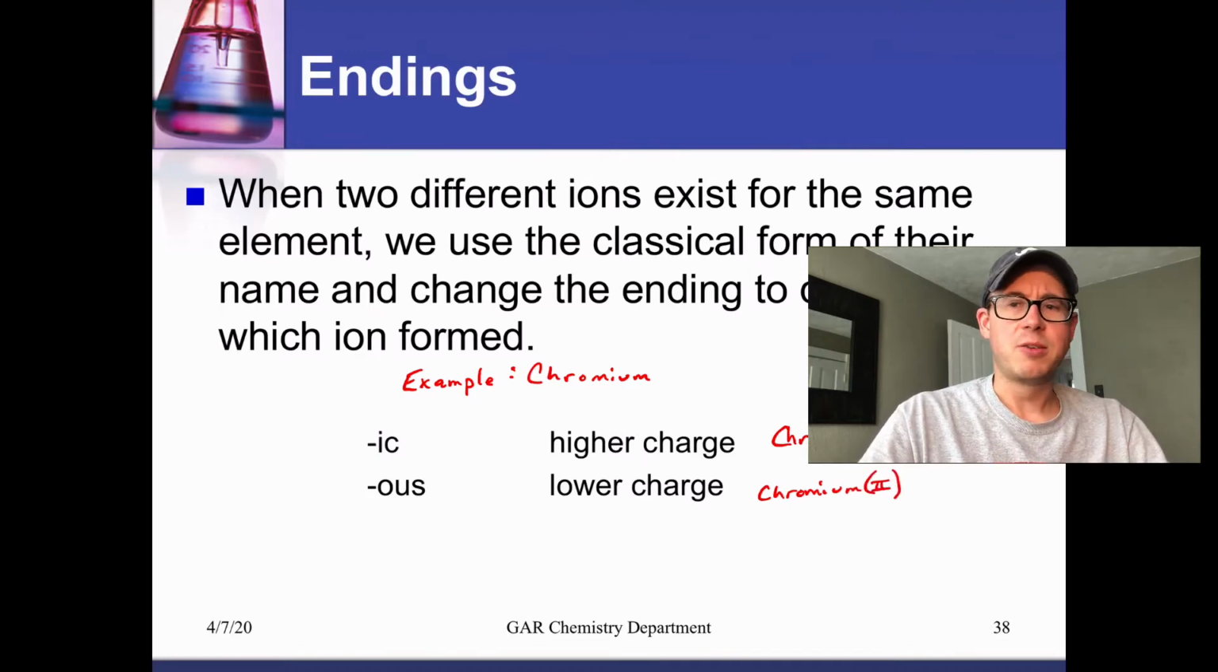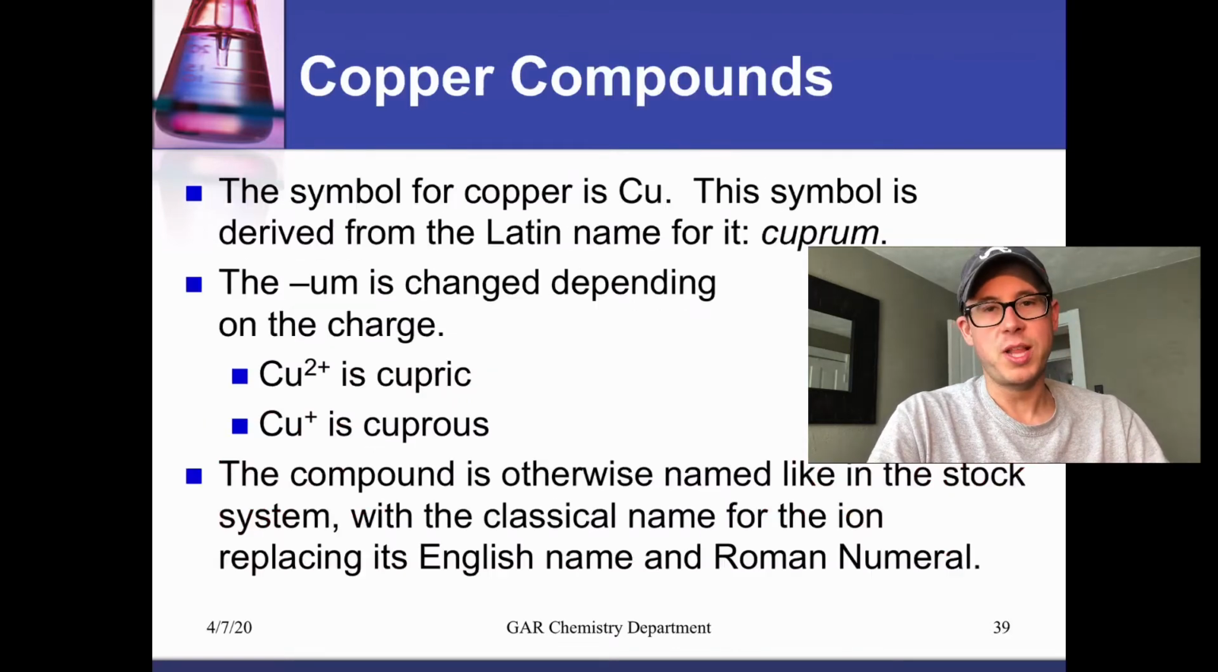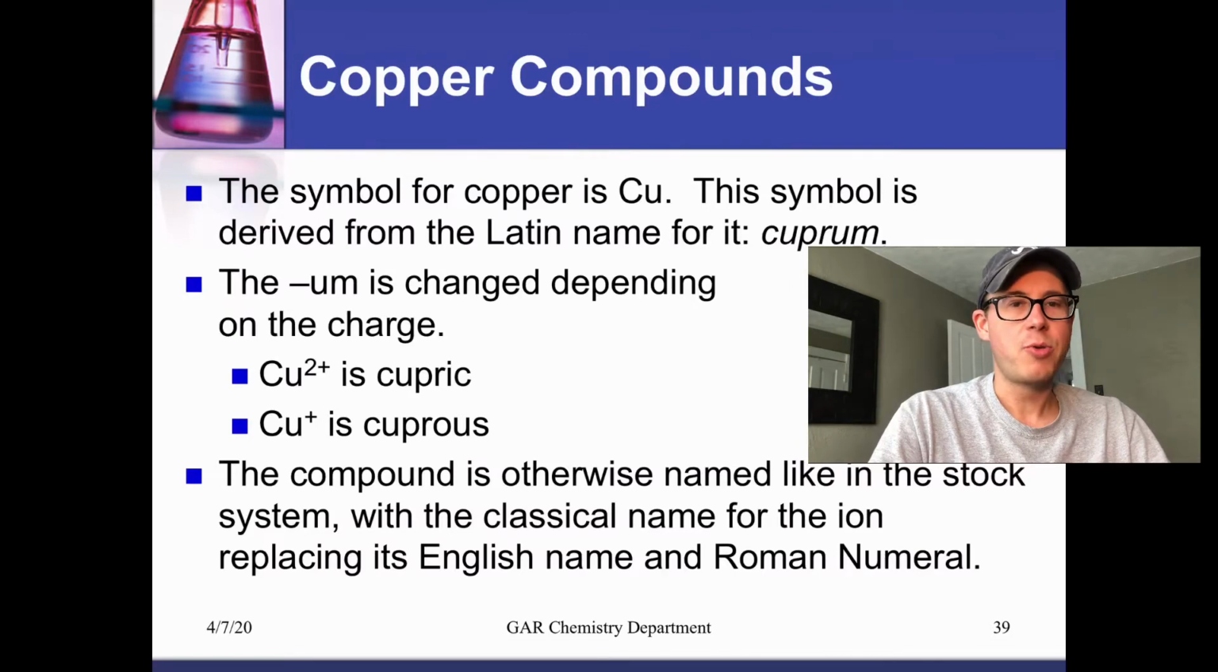One of the other things that we can get from the classical system is the elements whose symbols don't make a lot of sense are much easier to understand. For example, copper's symbol is Cu, but there's no U in the name copper. It comes from the Latin name of copper, which is cuprum. Cuprum is the name of the neutral element, but it can be changed for the copper 1 ion or the copper 2 ion. The copper 1 ion is a lesser charge, so it becomes cuprous. The copper 2 ion has a higher charge, so it becomes cupric.